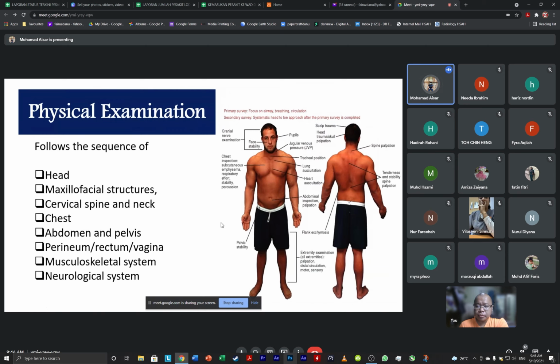Next, after history taking, we move to physical examination. Follow head to toe. Head, our face, cervical spine, chest, abdomen, perineum, rectum, vagina, MSK, and also neurological.